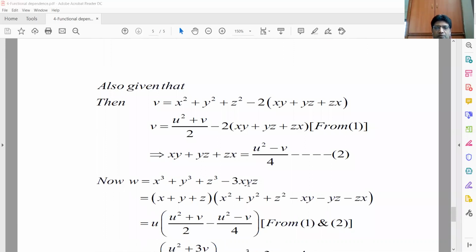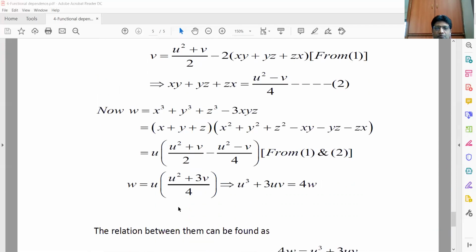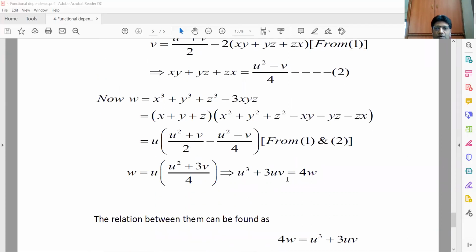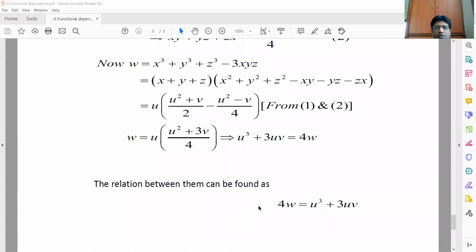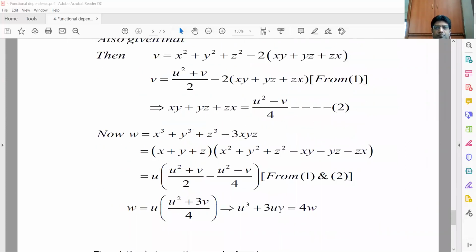Now w is given as this one. This is a familiar formula, x plus y plus z into this. So x plus y plus z is given as u. This is from 2, from 1, this is u square plus v by 2. This is from 2, u square minus v by 4. So if you simplify, you will get this one. So this is the relation between u, v and w. Okay.